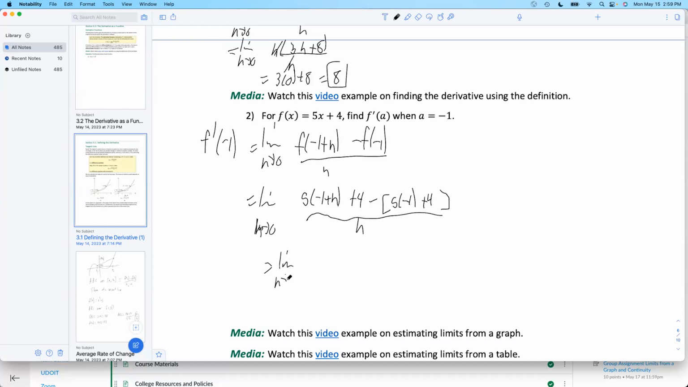Limit as h approaches 0. What do we get? -5 plus 5h plus 4 plus 5 minus 4 all over h. And all these numbers cancel out. I get 5h over h. So I get limit as h approaches 0 of 5h over h. The h cancels. I just get 5. I just get a number. I don't even have to plug anything in.